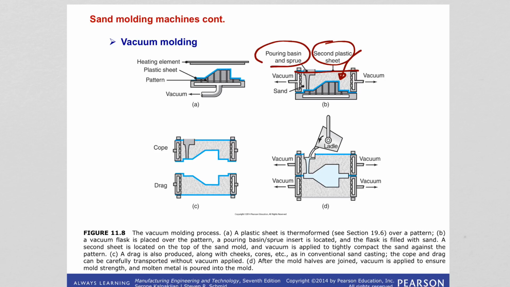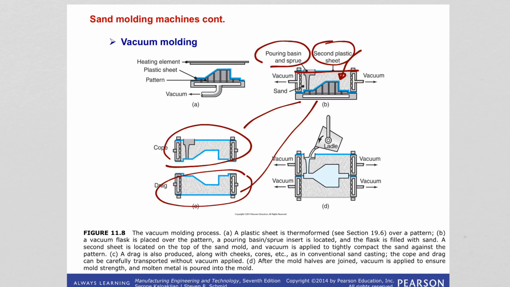Both halves of the mold are made in this manner, cope and drag, remember. So one of them is made and the other one is then again made, and this will provide us both halves of the mold, and then we assemble both halves together, right? And during the pouring of the molten metal, the mold remains under vacuum, you can see.